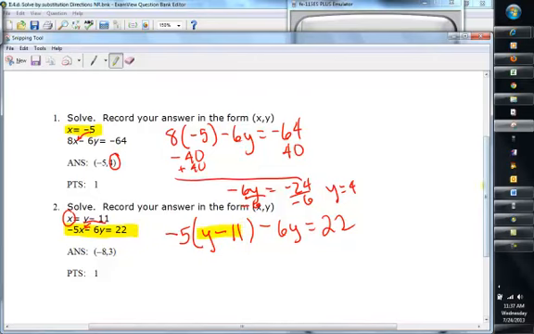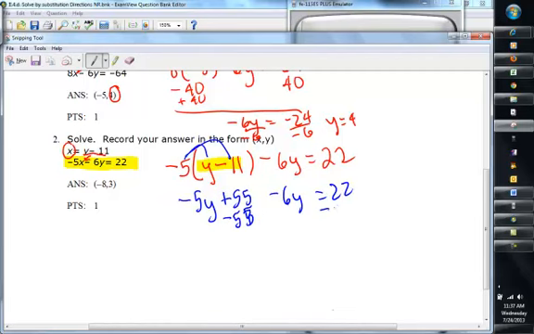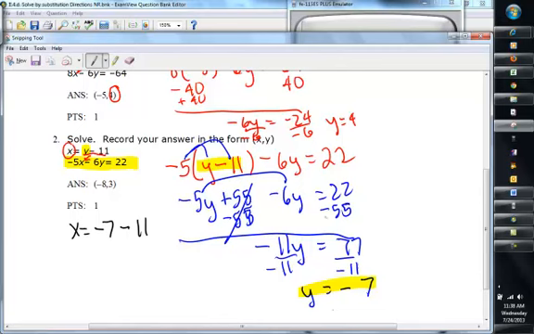All right, problem-solving procedure says that we first off need to multiply out the parentheses. Negative 5y plus 55 minus 6 more y is 22. Subtract 55 from each side and combine these two. This should be negative 33, sorry about that. 22 minus 55 is negative 33.